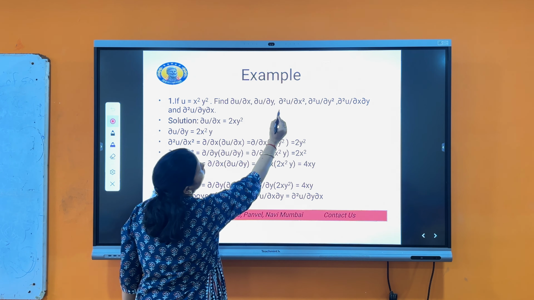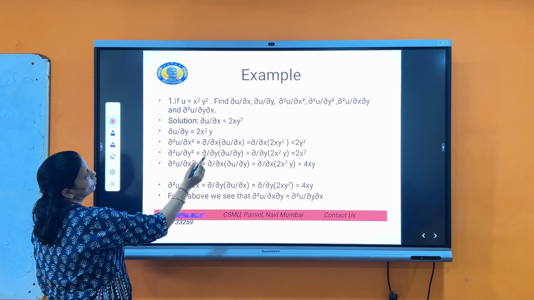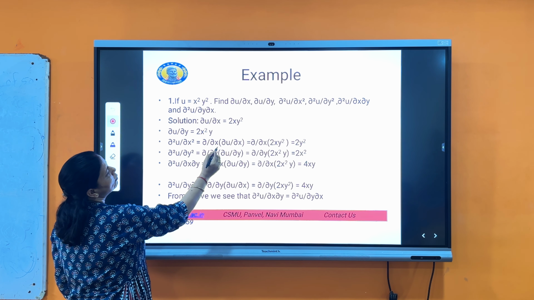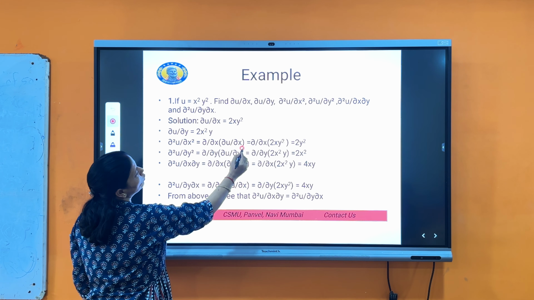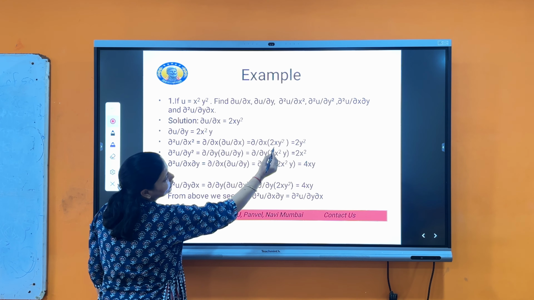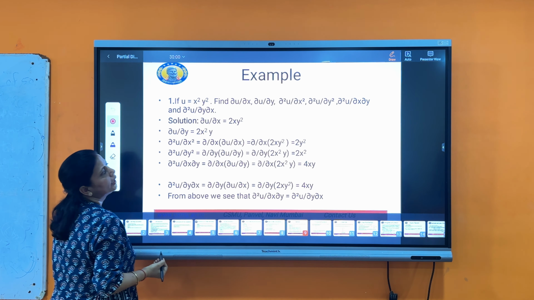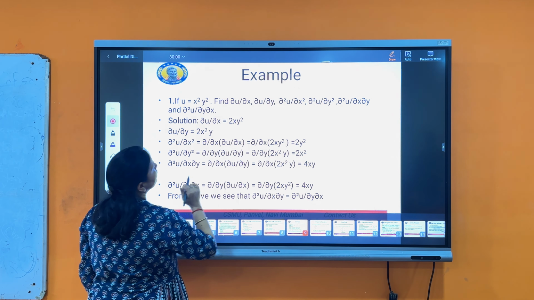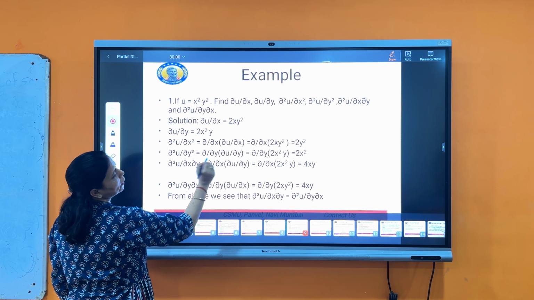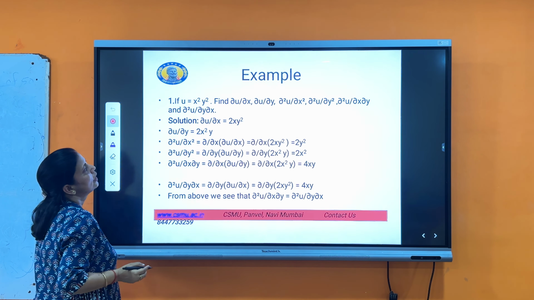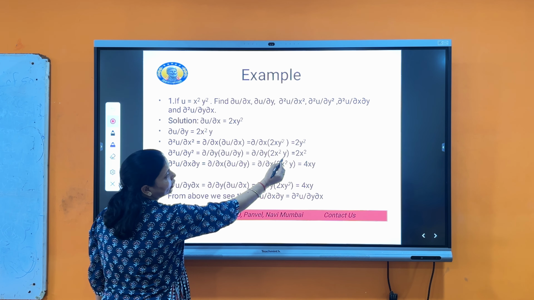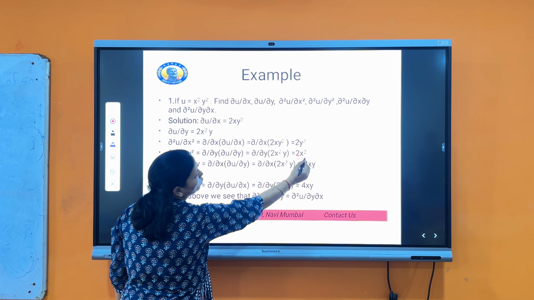Next, to find ∂²u/∂x², as I told you, we differentiate the first derivative again with respect to x, that is ∂/∂x of ∂u/∂x. Put the value of ∂u/∂x, that is 2xy square. Since we differentiate with respect to x, 2 will be constant, y square will be constant, the derivative of x is 1, and it will be 2y square. Next, ∂²u/∂y², that is ∂/∂y of ∂u/∂y. Put the value of ∂u/∂y, that is 2x square. Now 2 is constant, x square is constant, the derivative of y is 1, and we get the result 2x square.